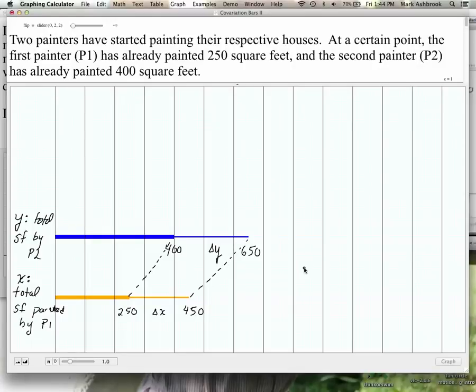Okay, here's what I suggest to make sense of this and organize. Make a table of values. So when X is 250, Y is, and when X is 450, Y is 650.